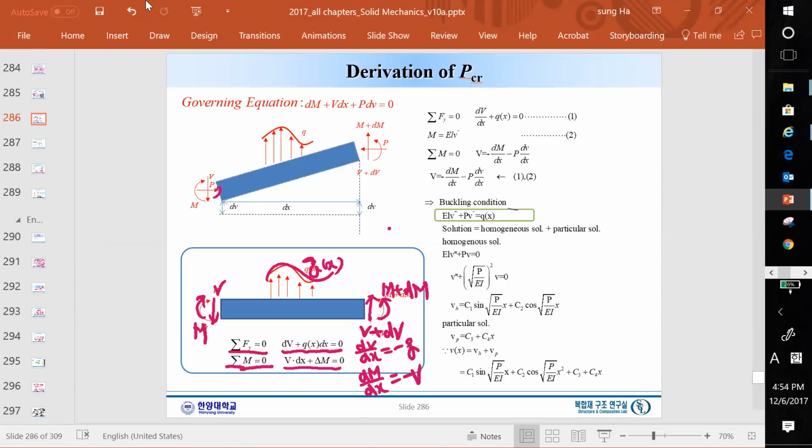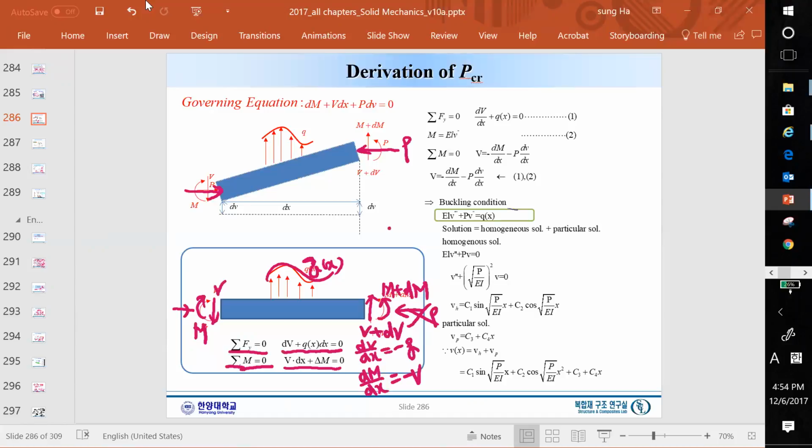But here, as you can see, we didn't have any P, right? But what if we have a P? That is another point, an additional term we want to consider: the compression force. Why does it make a difference from this case?